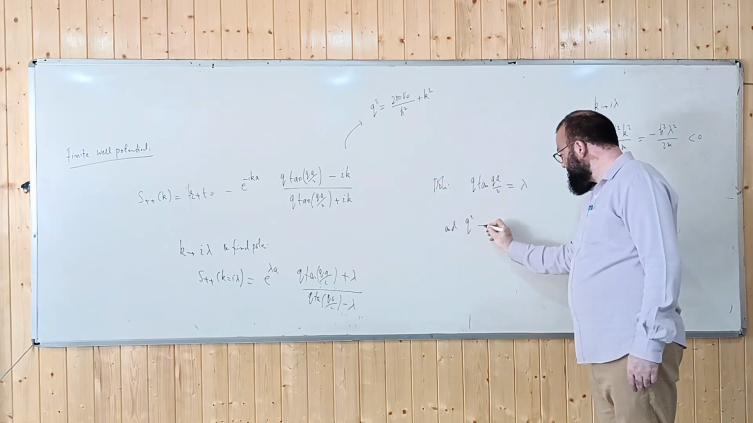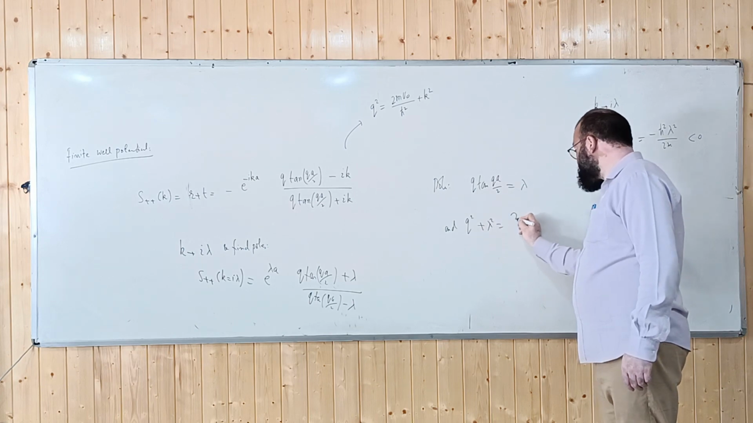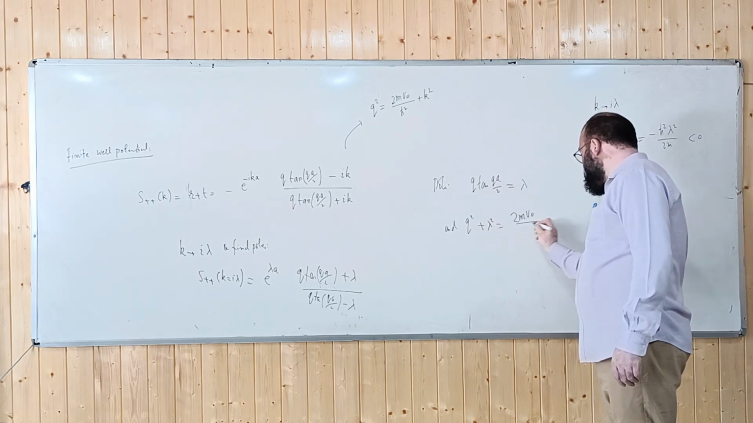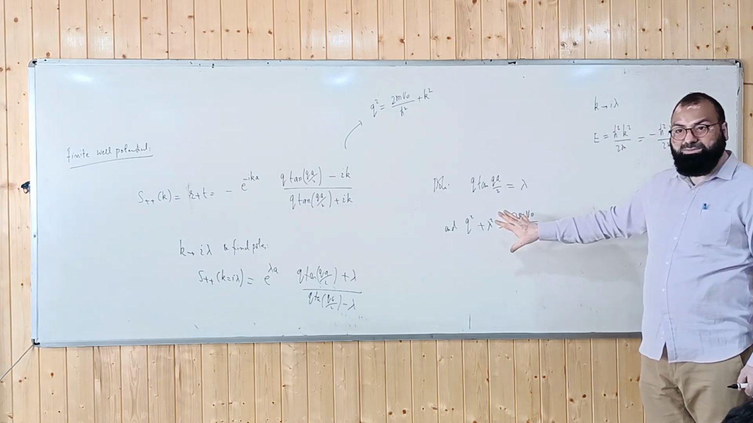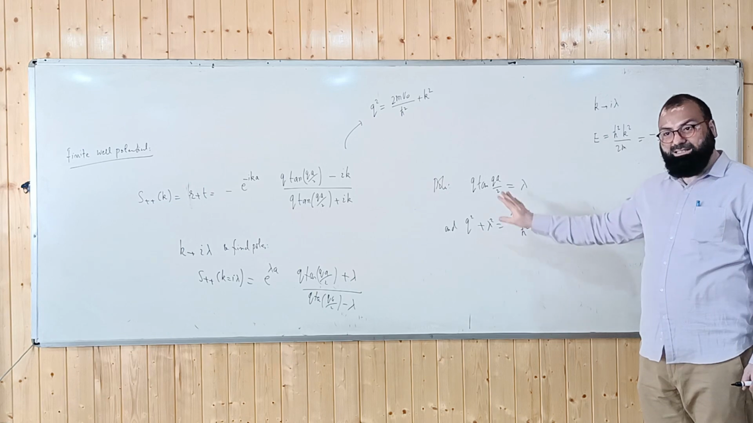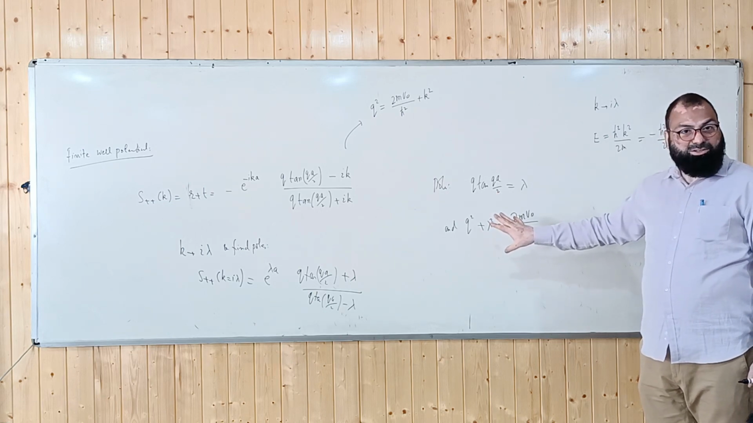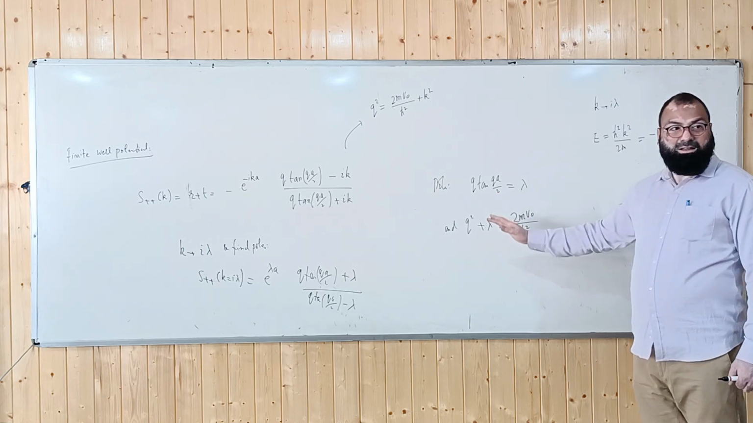So I'll put simply q square plus lambda square is equal to twice mV naught by h cross square. Clear? So now you have two equations which will describe the bound state. How do you solve them? It's a transcendental equation. Clear? So you need to solve them simultaneously.